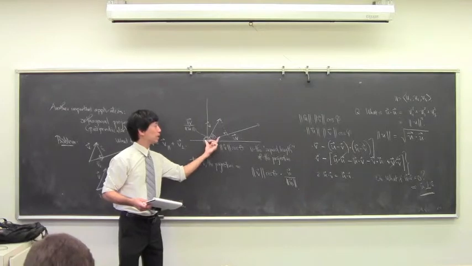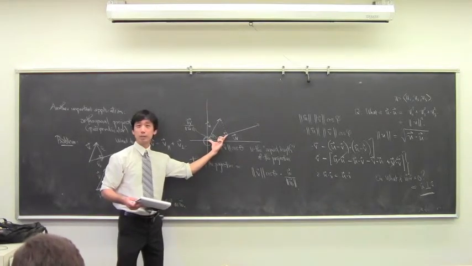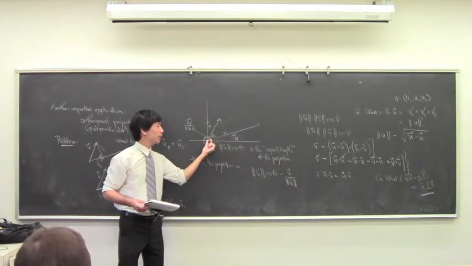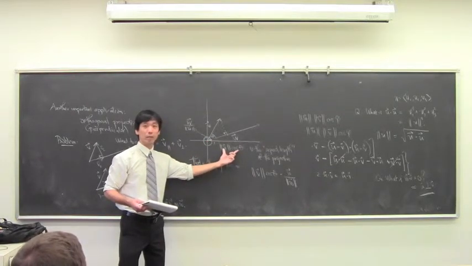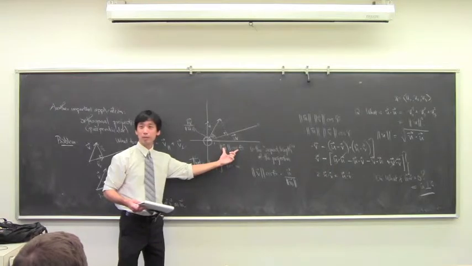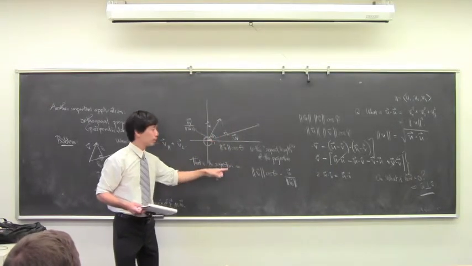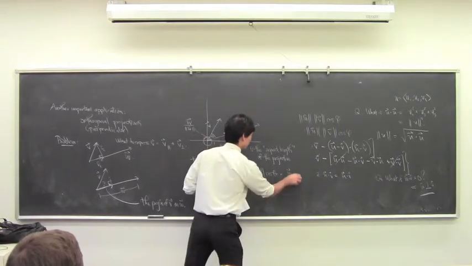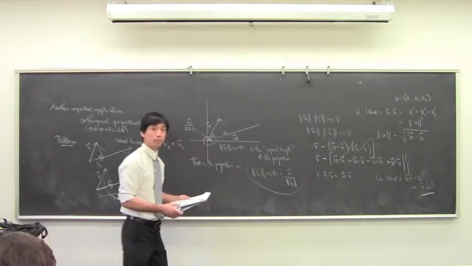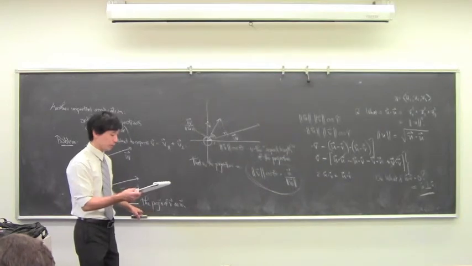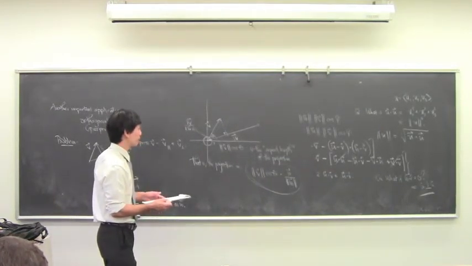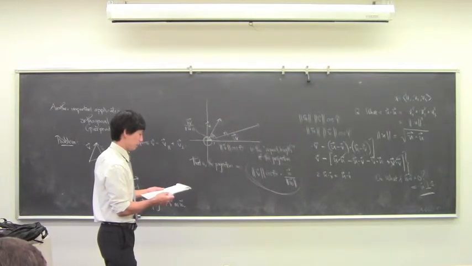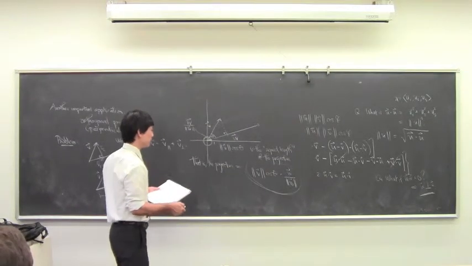And we'd like to scale him so that he's the right length. So we multiply that unit vector by the magnitude of v times the cosine of theta, and that gives us the right length. Okay, so this thing is the projection.